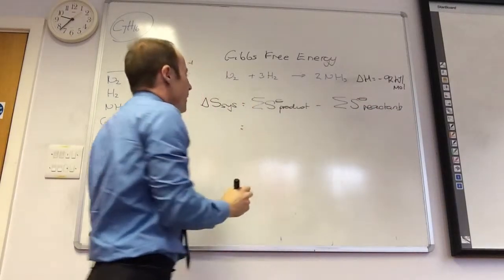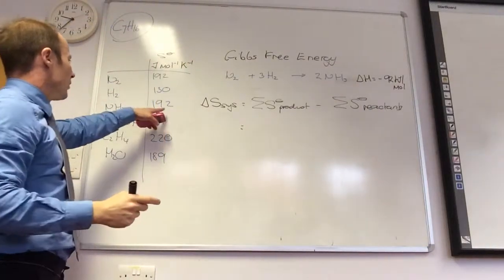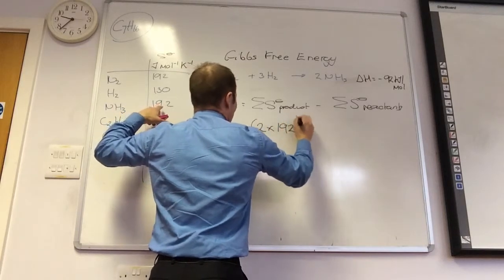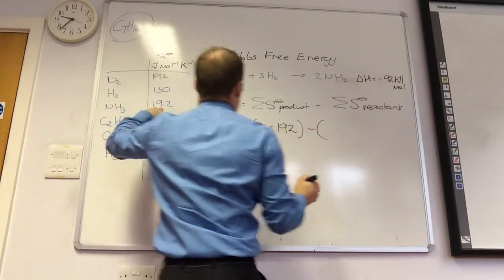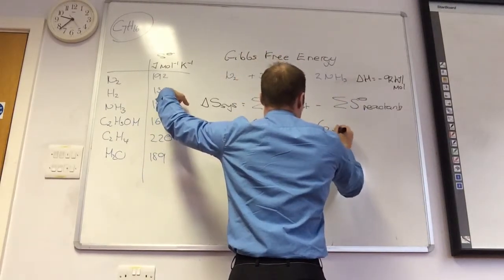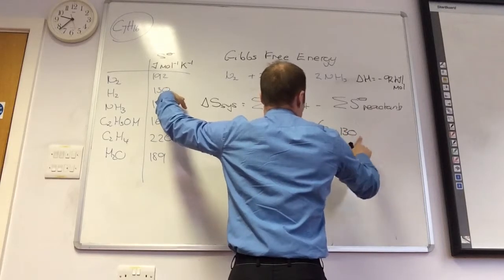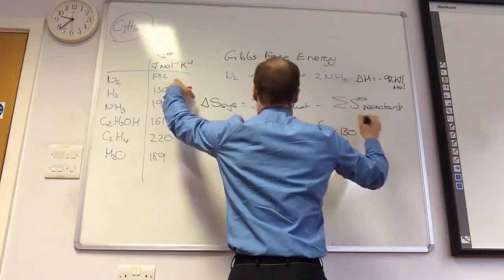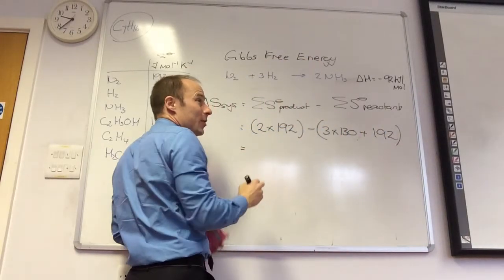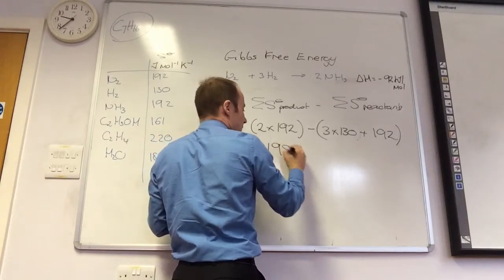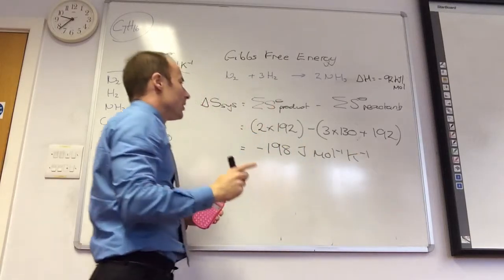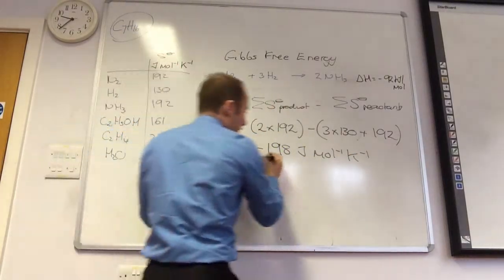To do that, my products, if I have a look, it's 2 times 192, minus my reactants, which is going to be 3 hydrogens, 3 times 130, plus a nitrogen, which is 192. And if you work that out, I think you get minus 198 joules per mole per Kelvin. Then you divide it by 1,000. That's fine for delta S.